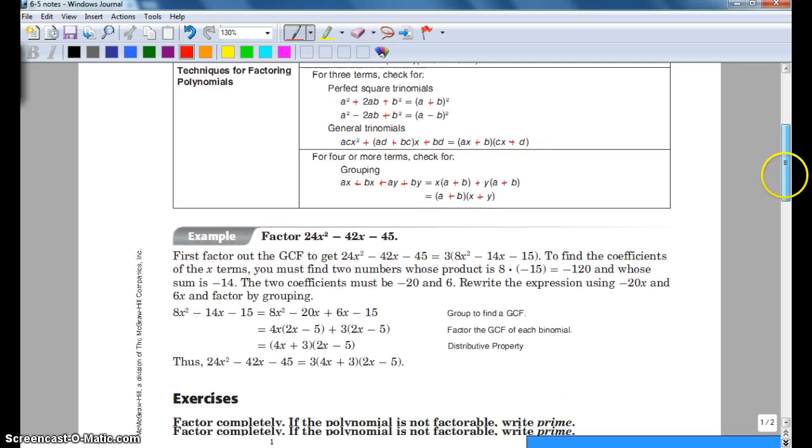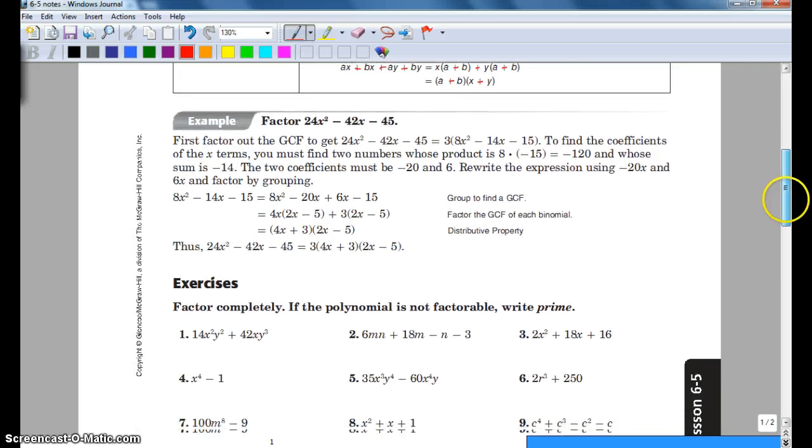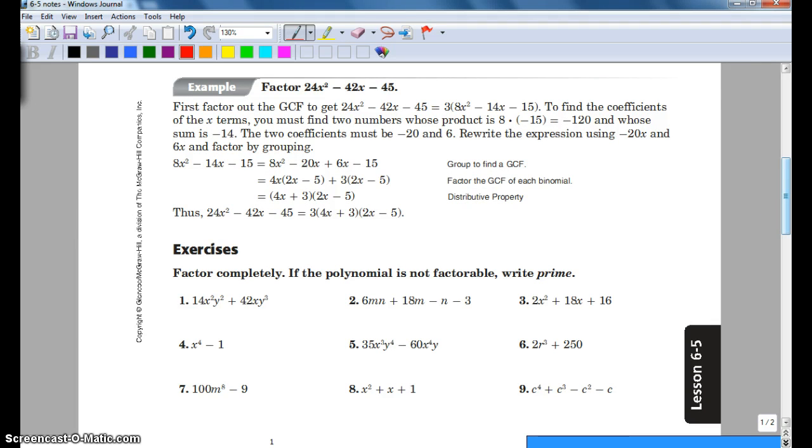Starting off, first example, factor 24x squared minus 42x minus 45. So we're going to first factor out the GCF to get 24x squared minus 42x minus 45 equal to the following. 3, which is in fact the GCF, factored out of this original trinomial, gives us parentheses 8x squared. In other words, 3 times 8x squared is 24x squared if we go through and distribute. And then dividing a 3 out of negative 42 gives us negative 14x. And factoring out a 3 out of negative 45 gives us negative 15.